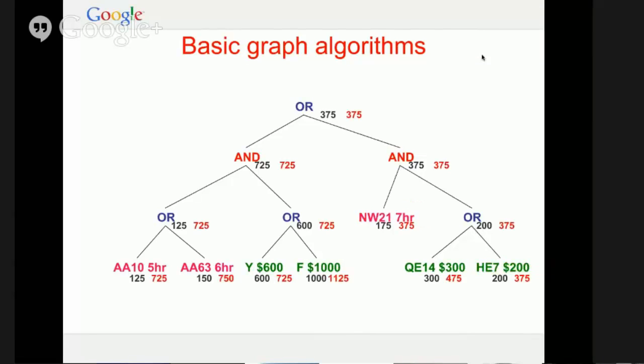Another thing that you can do here is you can sort of propagate these values up and down the tree and get things like, for example, I've got AA10. It takes 5 hours. So what solution is it a part of? What are the solutions it's a part of, and what's the cheapest solution it's a part of? And you can sort of propagate it up and down, and you can do what is called sort of inside-out solutions, like marginal posterior calculations.